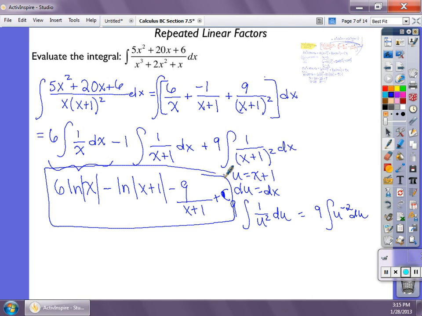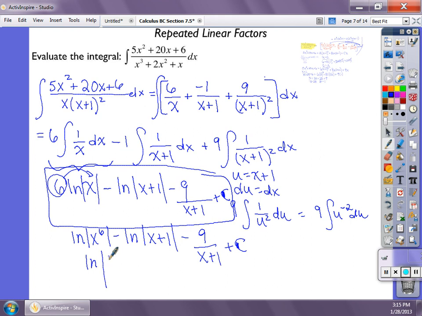Now you might see this written as one log. If it's a multiple choice test, they might bring their 6 up here. So it'd be the natural log of the absolute value of x to the 6th minus the natural log of the absolute value of x plus 1 minus 9 over x plus 1 plus c. And then they're going to use a log rule, natural log of x to the 6th all over x plus 1, because subtraction turns into division, and then minus 9 over x plus 1 plus c. So just be able to match your answer with a multiple choice answer.